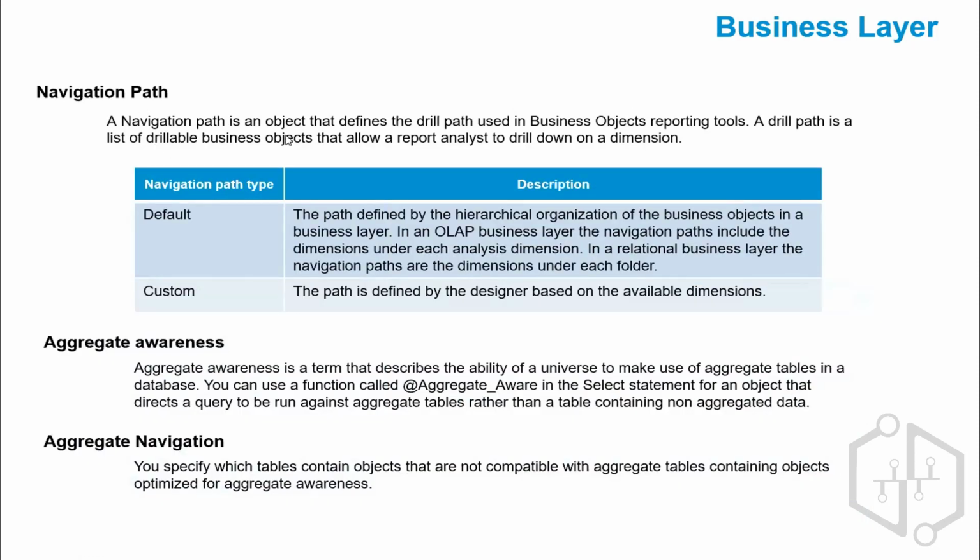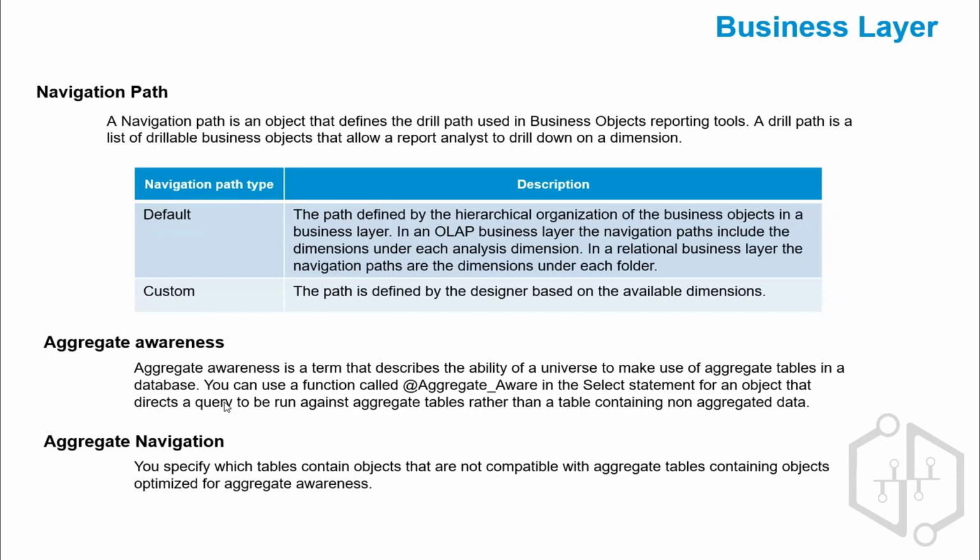Navigation path is an object that defines the drill path. As we already discussed, there is a drill down and drill up feature available in Web Intelligence. That is possible if we create a navigation path, and if we set up a hierarchy in the universe layer.